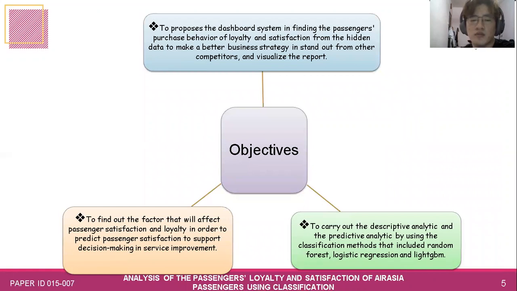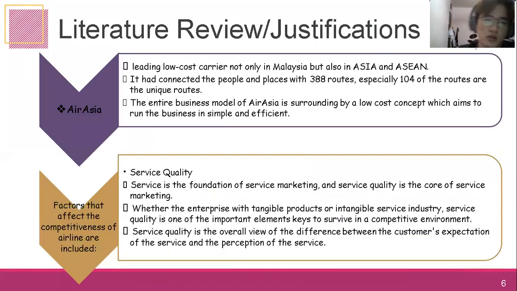The next is to find out the factors that will affect passenger satisfaction and loyalty in order to predict passenger satisfaction to support decision making in service improvement. Then, to carry out the descriptive analytics and the predictive analytics by using methods that include random forest, logistic regression and LightGBM. Okay, the next is the literature review.